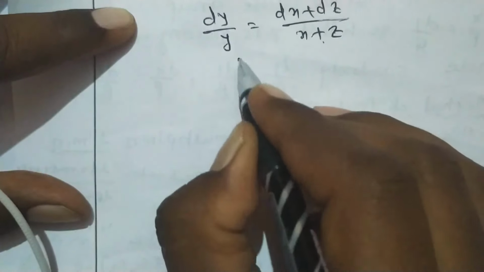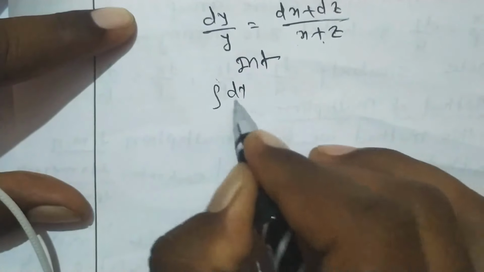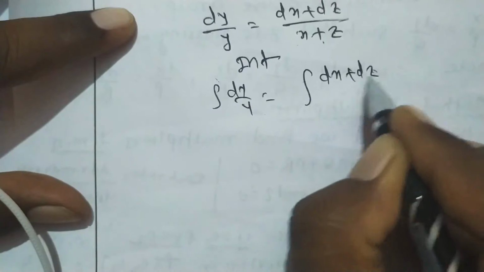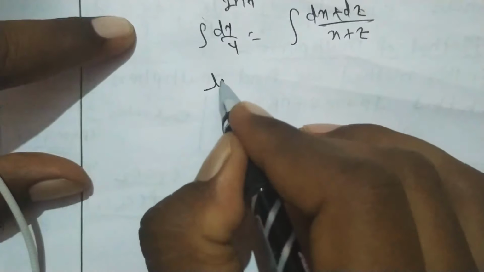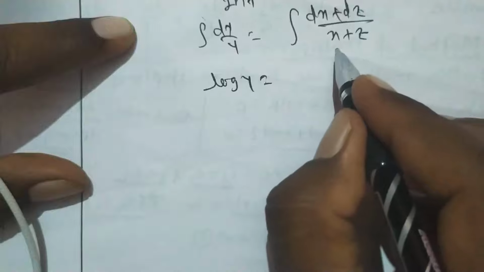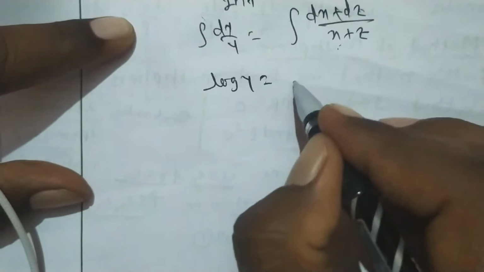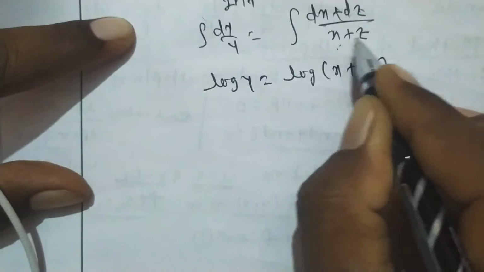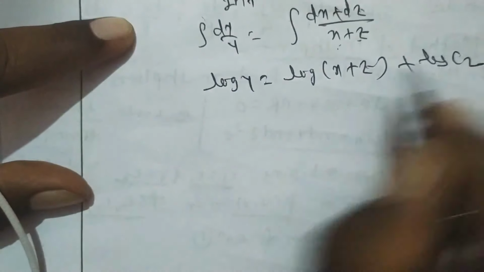Now here the variables are separated, so integrate. The integration of dy upon y is equal to the integration of dx plus dz upon x plus z. The integration of dy upon y is log y, which is equal to the integration of dx plus dz upon x plus z, that is, using f dash upon f, which integrates to log of f, that is log of x plus z, because the derivative of x plus z is dx plus dz, and plus the constant of integration, log of c2.